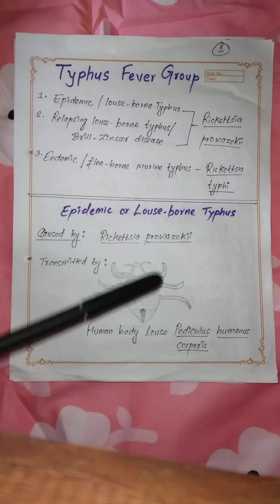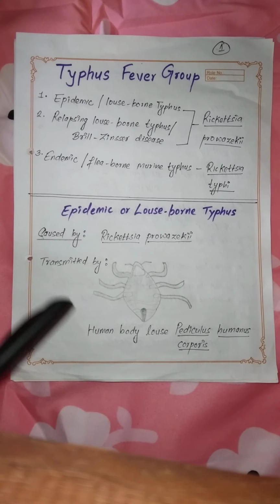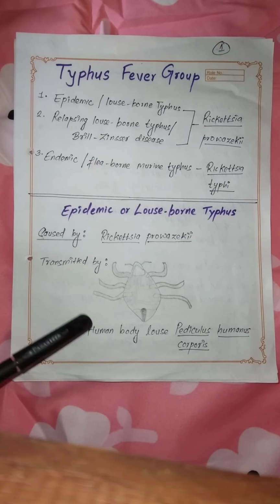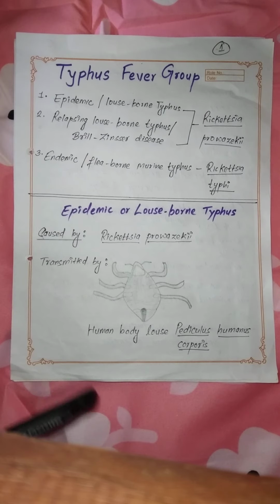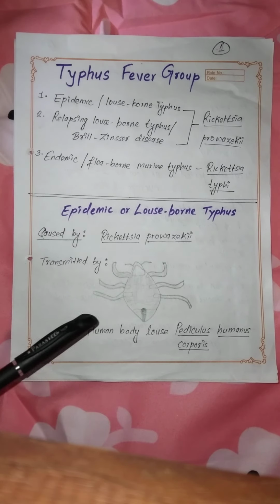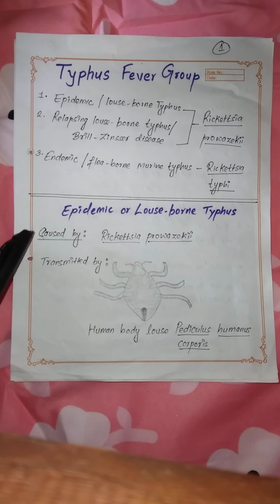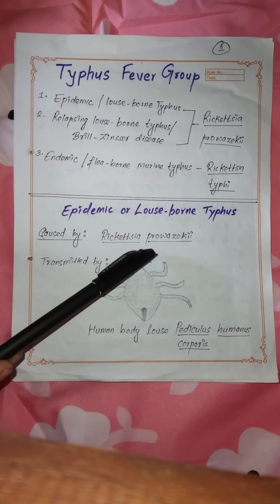As the name suggests, louseborne means it will be transmitted by the human louse. There are different types of louse. Some will affect the head, on the hair, some the human body, some the pubic areas. And here it is caused by the human body louse. Human body louse is Pediculus humanus corporis. It is transmitted by the Rickettsia.